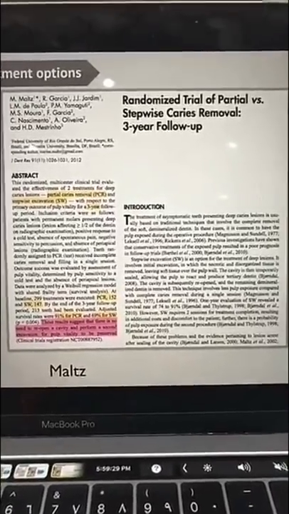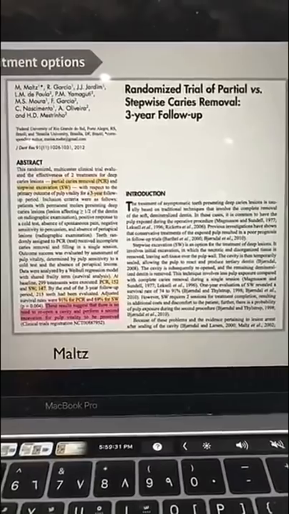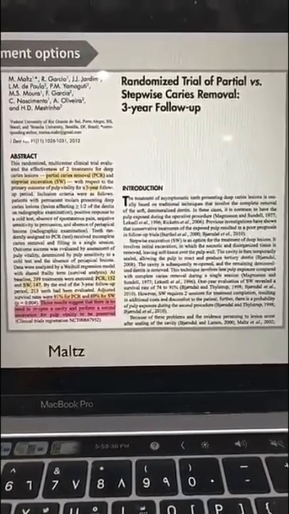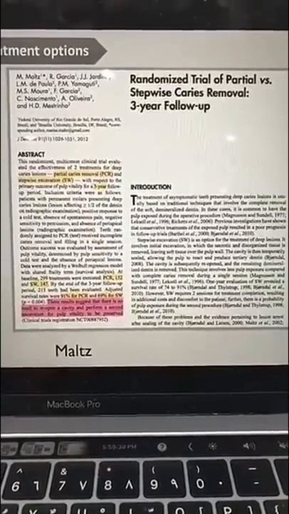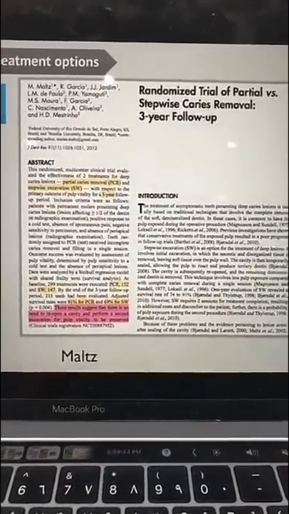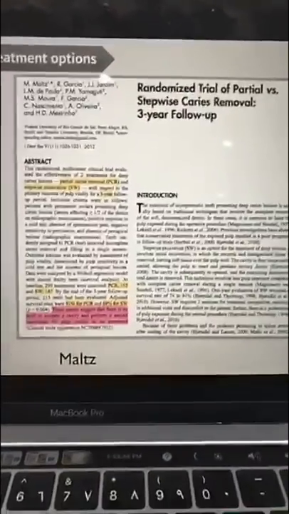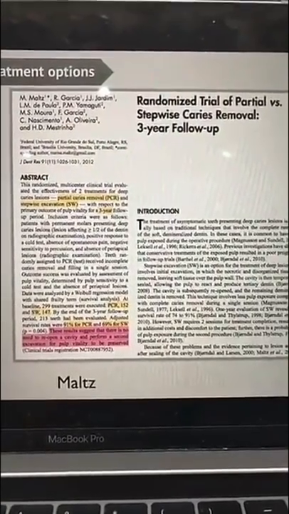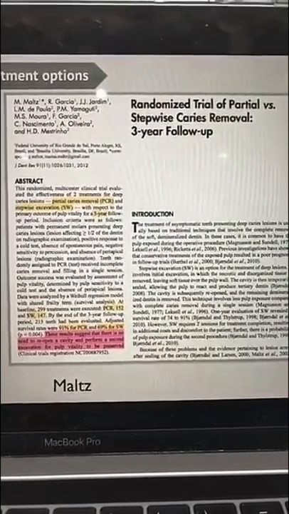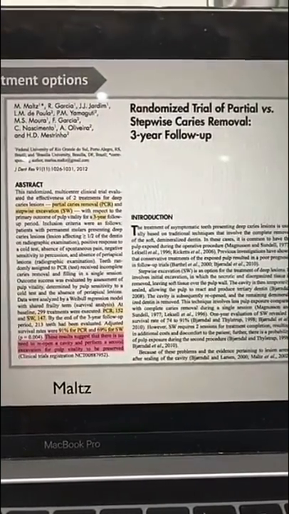This is a very famous study that compared partial caries removal and stepwise excavation, and they had a 3 years follow-up. So they had 152 cases of partial caries removal and 147 cases of stepwise excavation. The result of this study have showed that the success of partial caries removal is 91% and the stepwise excavation is 69%.